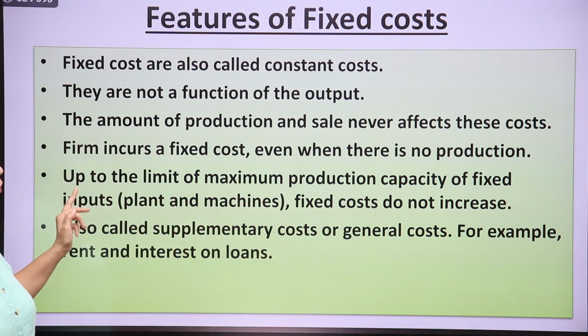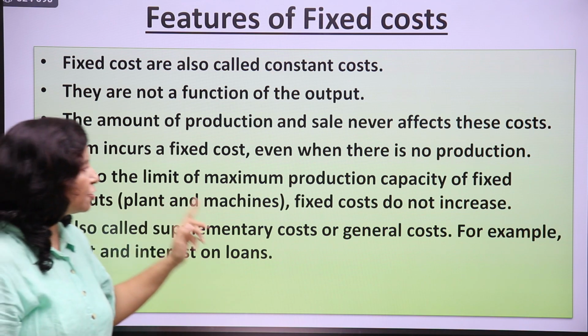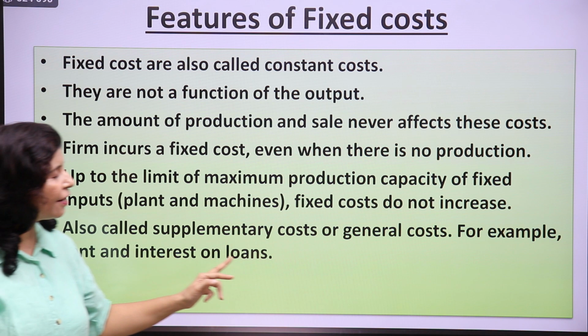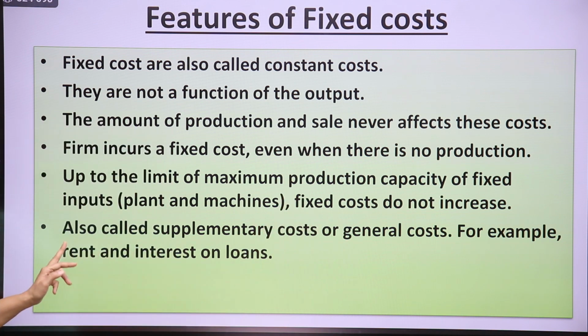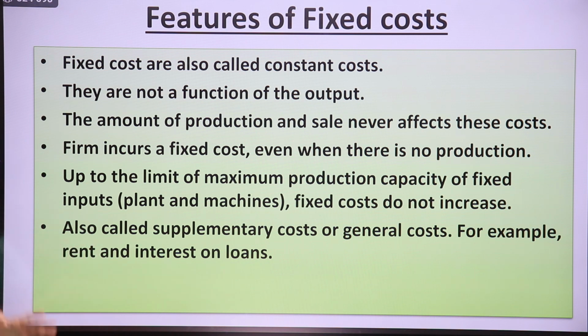Up to the limit of maximum production capacity of fixed inputs, plant and machines, fixed costs do not increase. Also called supplementary cost or general cost. For example, rent on your plant and interest on loans are called your fixed cost.